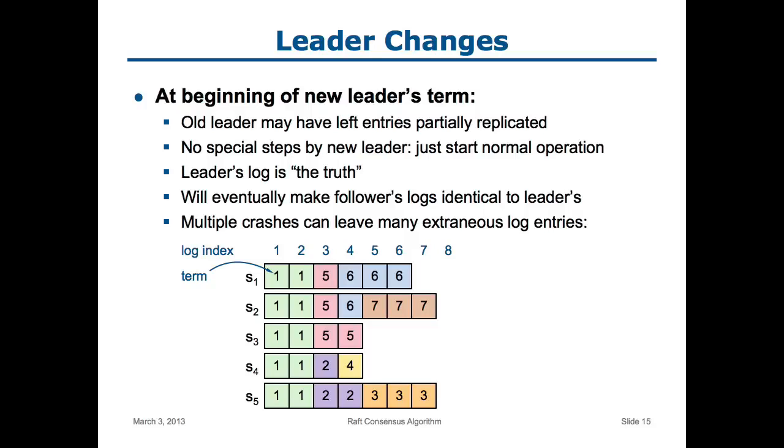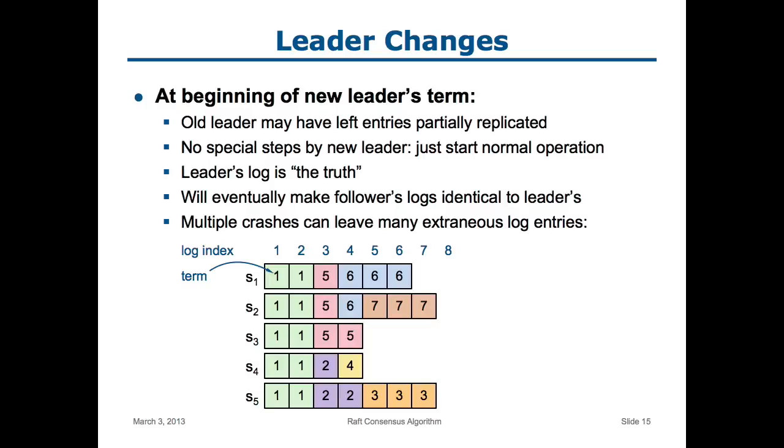The reason for this is that when a new leader comes up, some of the other machines may be down, and so there's no way it can clean up their logs right away. It has to be able to resume operation, even if some machines are down. And it could be a long time before those machines come back up again. So we have to design the system so that the normal operation eventually converges all of the logs.